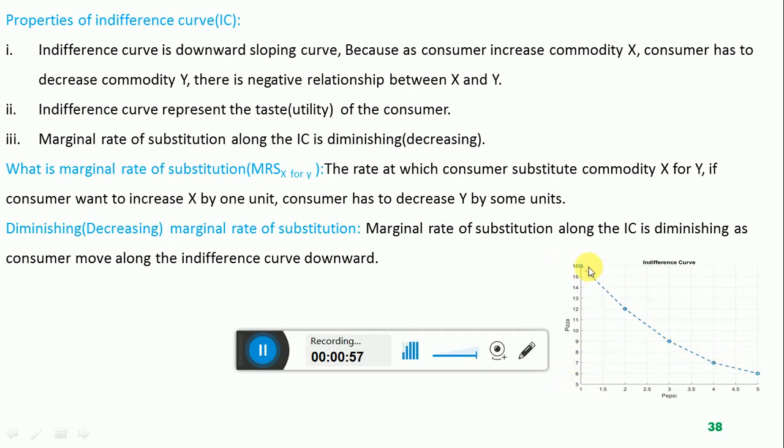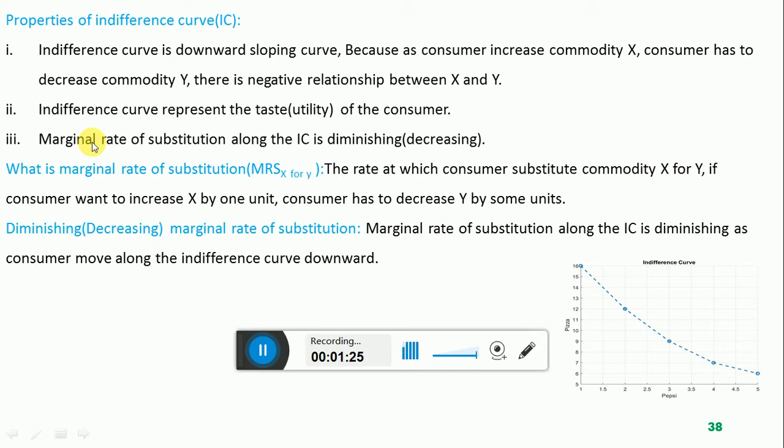1 Pepsi and 16 pizza. When the football player increases Pepsi to 2, he decreases pizza to 12. So the relationship is negative. That is why the graph is a downward sloping curve. Second property: the indifference curve is a mental phenomenon. It represents the utility of the consumer, and the choice, taste, and preference of the consumer.